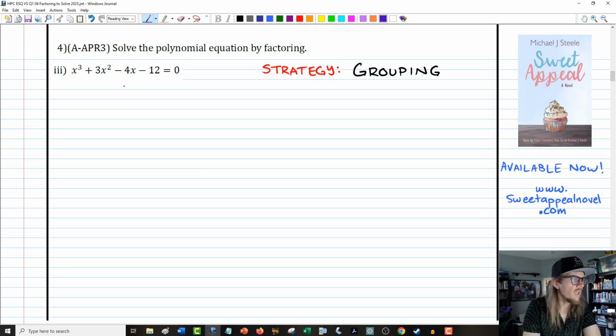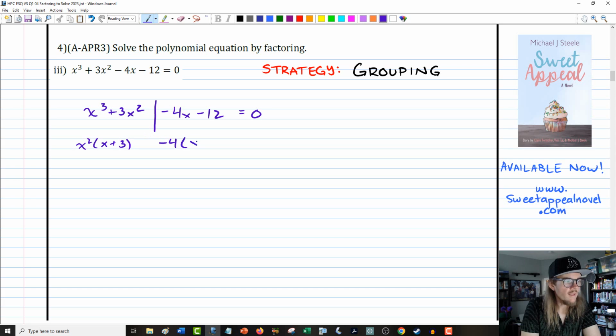So what I'm going to do to kick this thing off is treat it as 2 separate binomials. And this is very similar to what I did on, I believe, the first problem that we ran into. I'm going to split it right down the middle, and then I'm going to look for GCFs on each half. So this will be x squared times x plus 3. And on the second one, I see a minus 4, and that leaves me an x plus 3 as well.